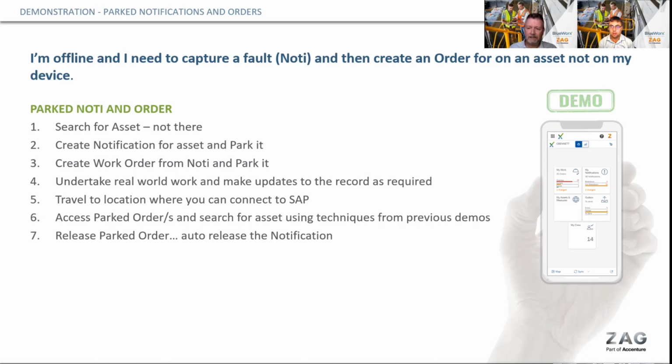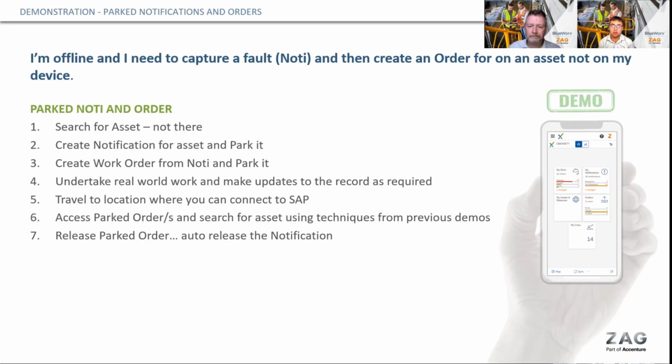So in this case, I'm going to go through some steps. I'm going to search for an asset and not find it. Then I'm going to create a notification for an asset and park it. Move that through into an order, which is parked, do some updates to that, and then in a simulated environment, we're then back online and we can get to SAP. So I can go and find my asset. I can make the connection to the order. It's going to flow through to the notification. I can release the park, and I'm back into standard functions. Okay, let's have a look at that.